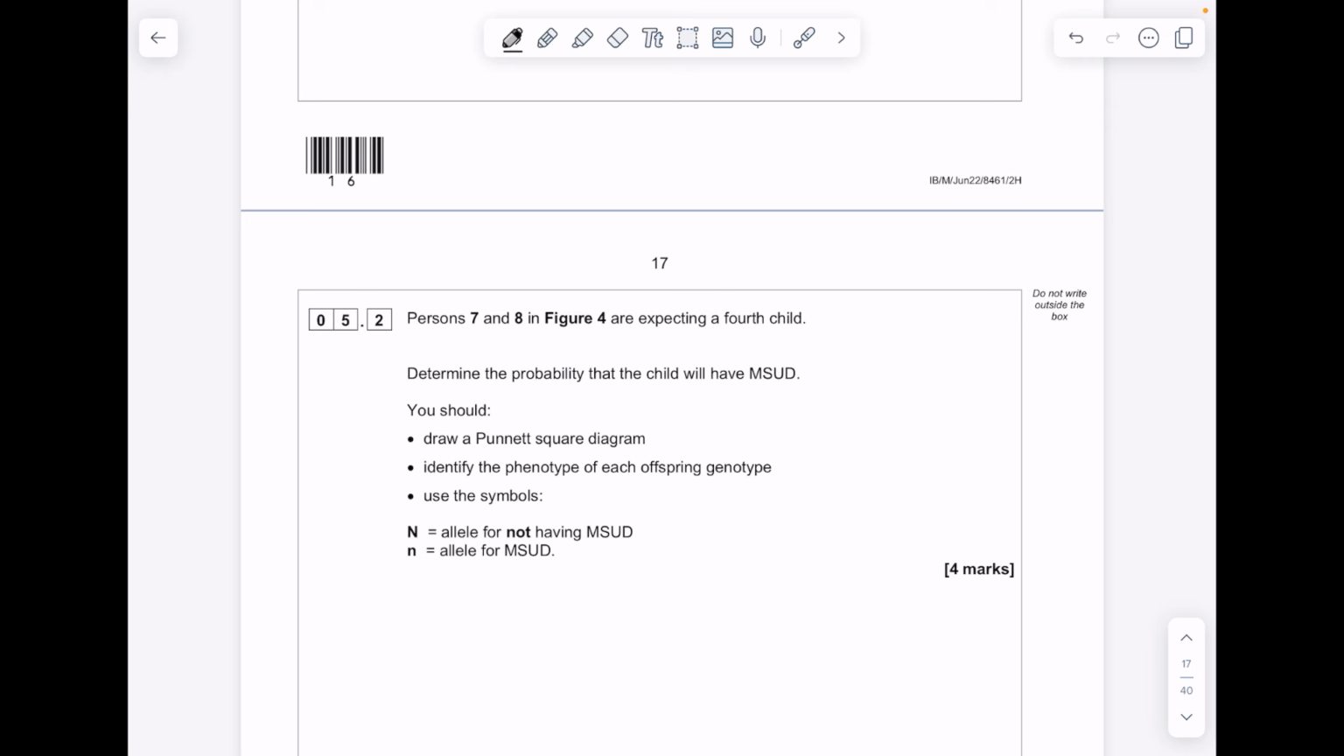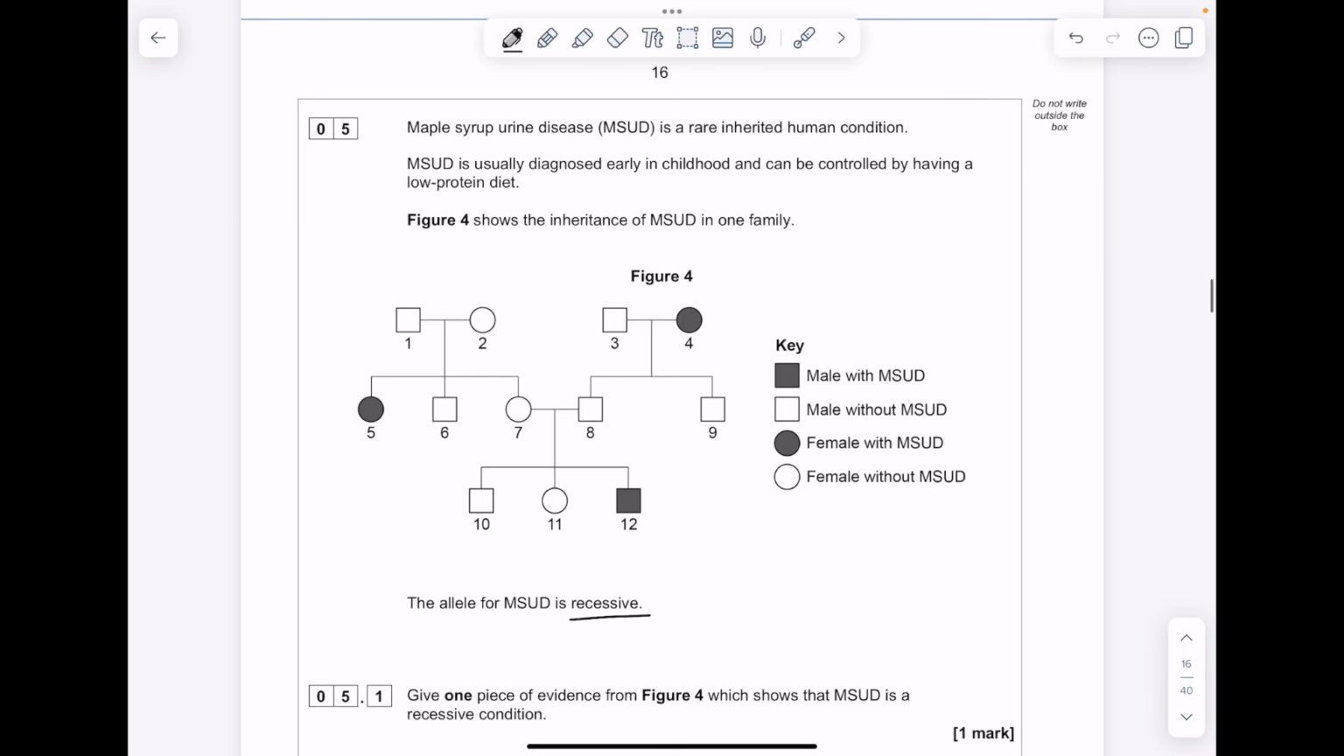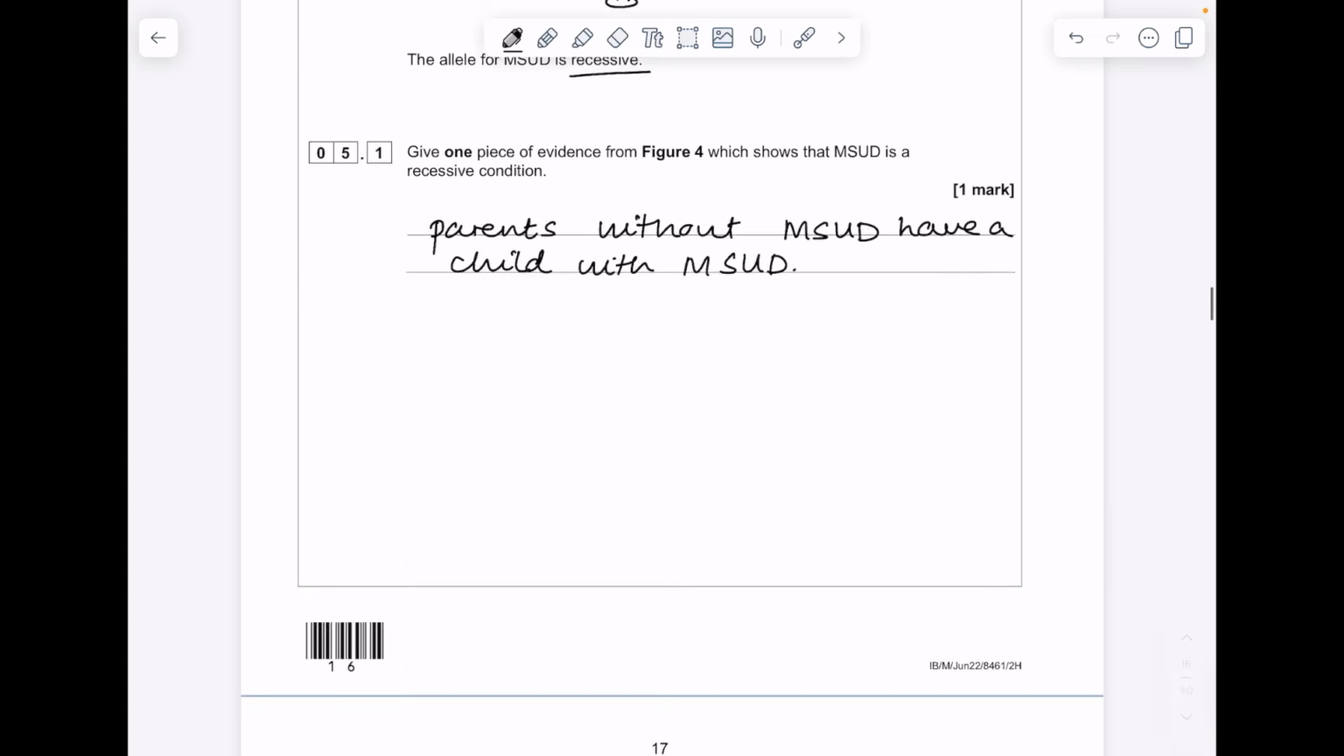Person 7 and 8 are expecting a fourth child. Determine the probability that the child will have MSUD. You should draw a Punnett square, identify the phenotype, and use these symbols. So we're looking at persons 7 and 8. Use the key. Neither of them have MSUD, but we have a child down here which does have MSUD, which means they must both be heterozygous. So that means they have this genotype. So now we're ready to get going.